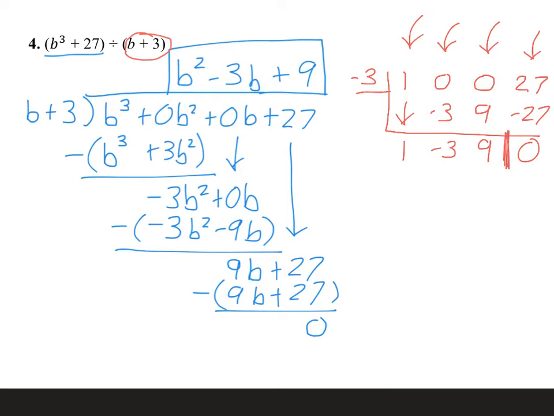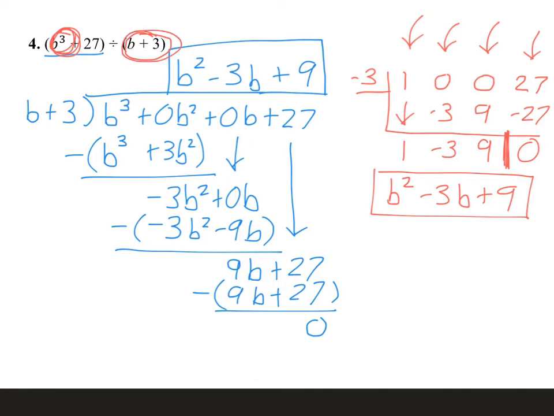Okay, so usually I separate the remainder. And if the remainder is 0, we don't need it. So we have 1b squared. Not going to write the 1. Minus 3b to the first plus 9. And remember, the answer always starts 1 degree lower. And you're only allowed to use synthetic division if the denominator has a degree of 1.